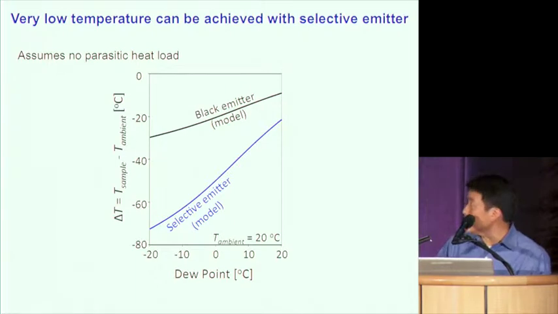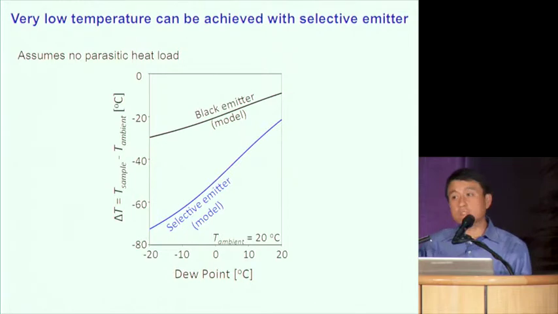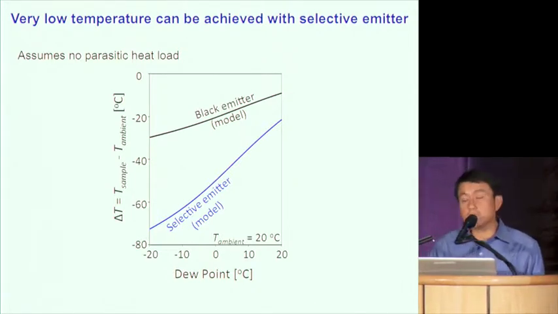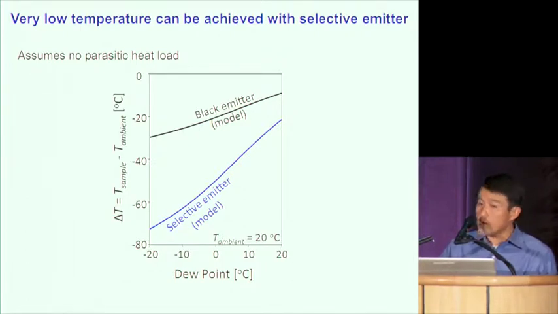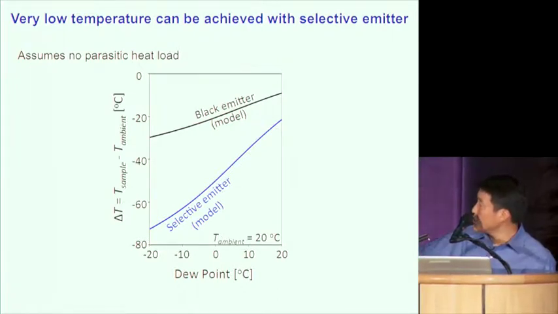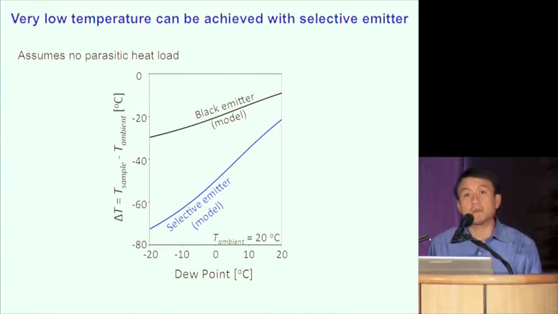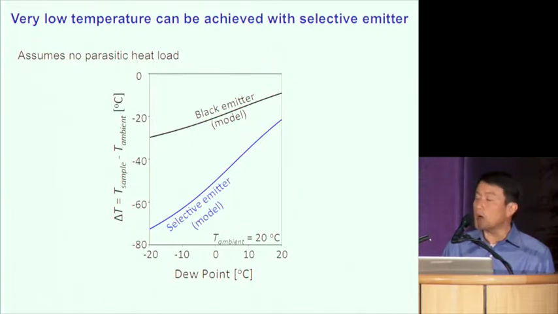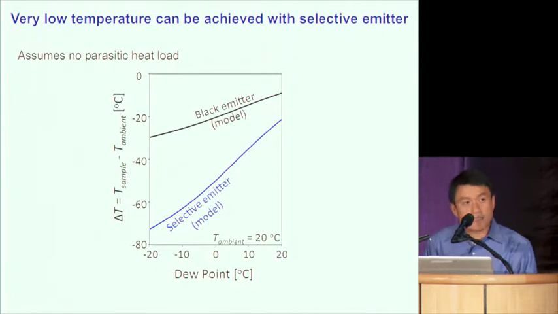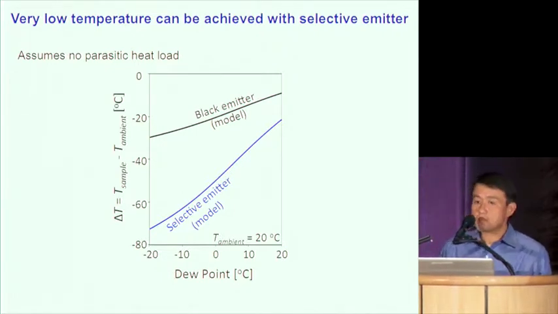So what you see is that over a large range of dew point, the blackbody emitter will give you a reduction from the ambient on the order of 10 to 20 degrees Celsius, which is consistent with the experiment that we have carried out. On the other hand, you can have a much larger temperature reduction, sometimes on the order of 50 to 60 degrees Celsius below ambient, by switching to a selective emitter. So you can actually get extremely cold passively with these kinds of structures.